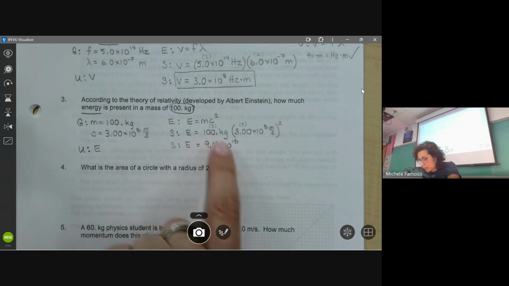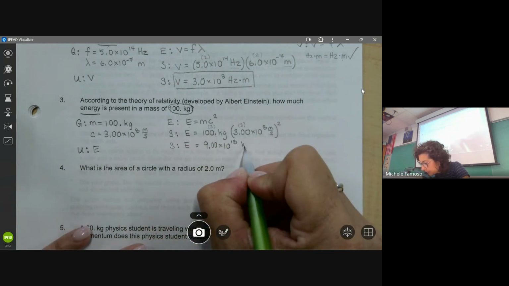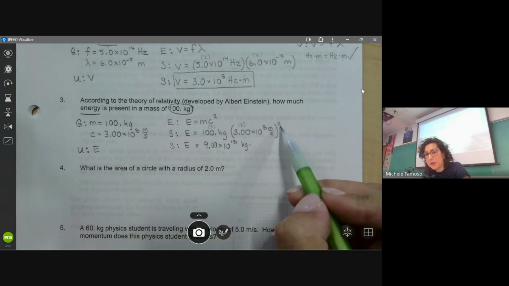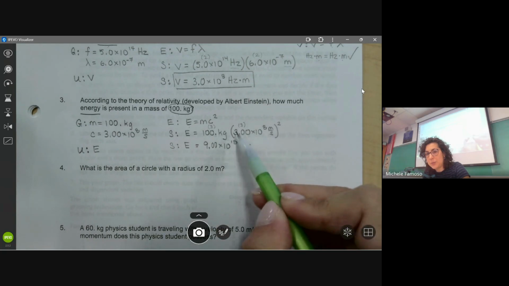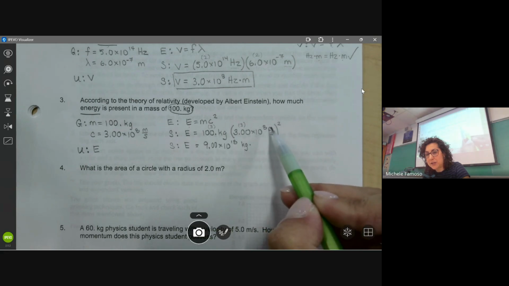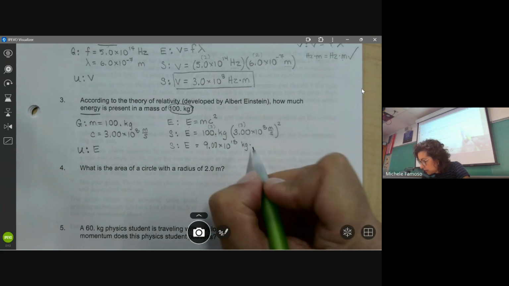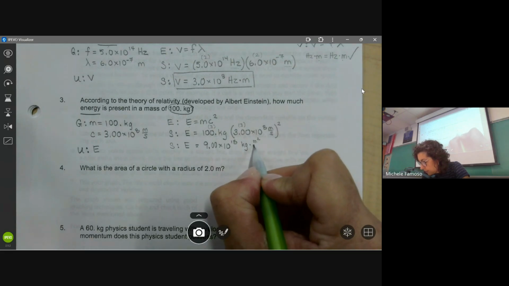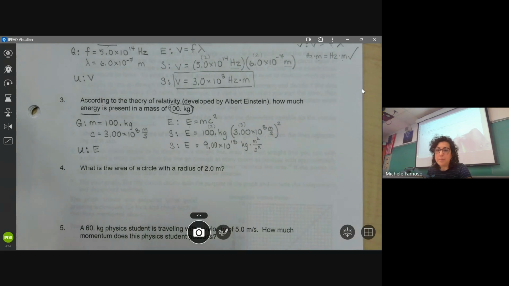Now the units, we're going to keep the kg. But remember what I said about the square? The square gets distributed to the number and the units. If I square m over s, that squares the m in the top and the s in the bottom. So that gives me a kg times an m squared over an s squared.